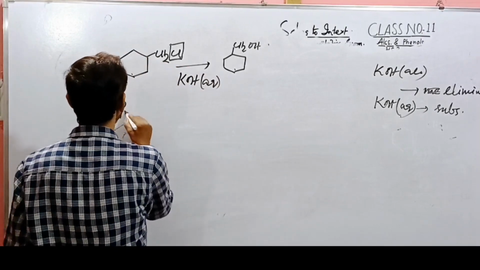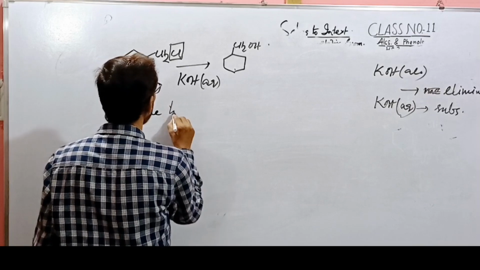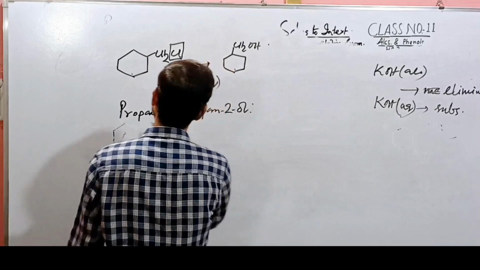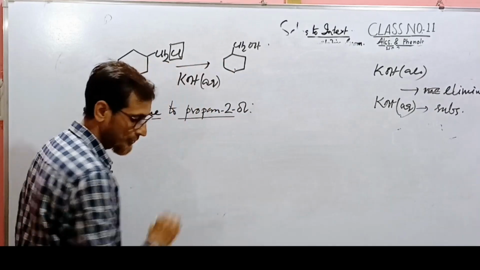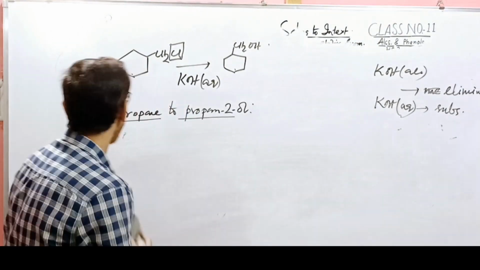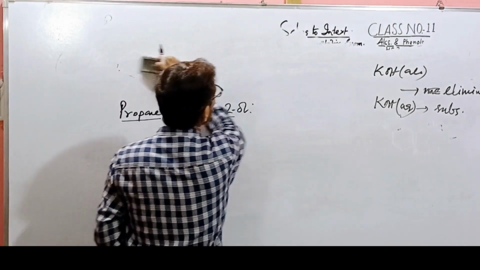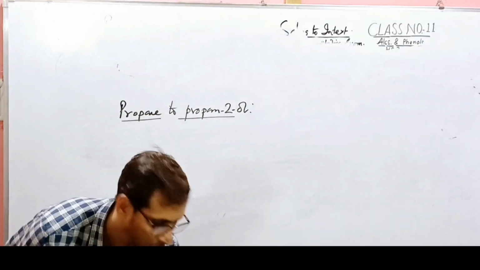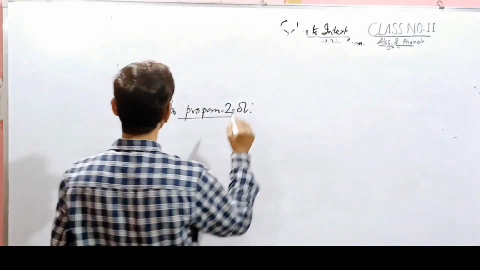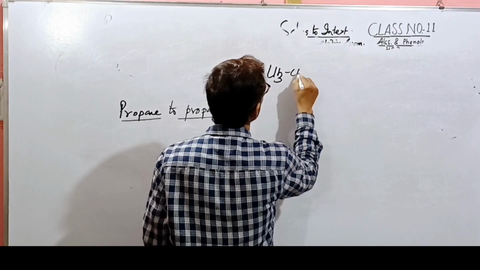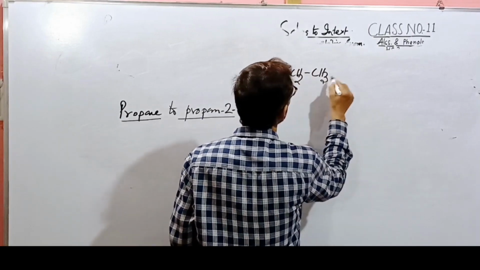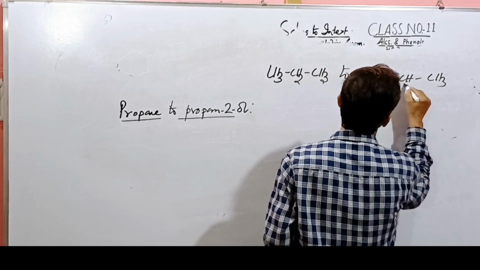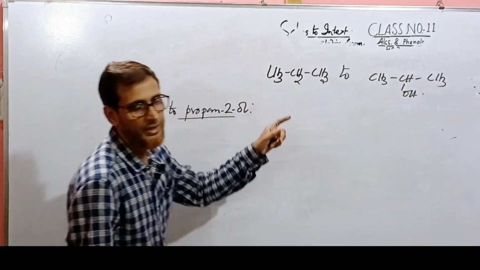The next one is propane to propanol. Very often you get confused about what to do. I am showing you, keep faith in me. I will show you the trick to find the answer, because when there is a conversion, we need some advanced thinking. What is that advanced thinking? Propane is CH3 CH2 CH3. We have just written the structure.